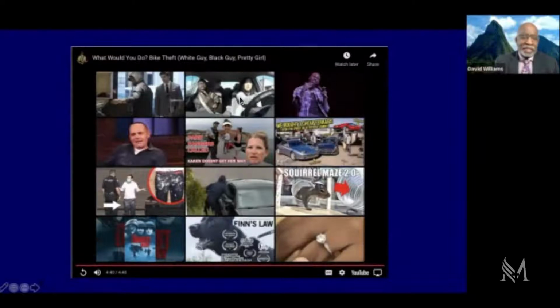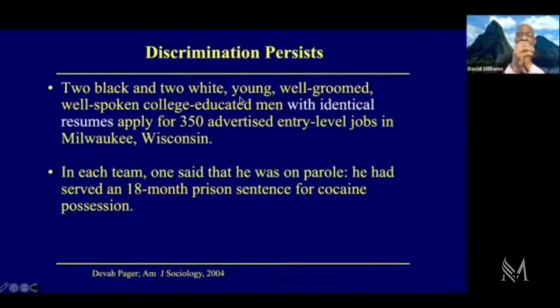All right. So you saw that the reaction to the same behavior was different depending on who did it, right? This happens in real life. Here is a study. It's a classic study. There are many studies like this, hundreds of studies that have been done like this.